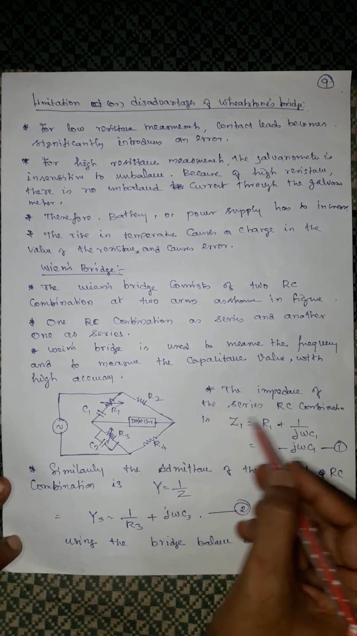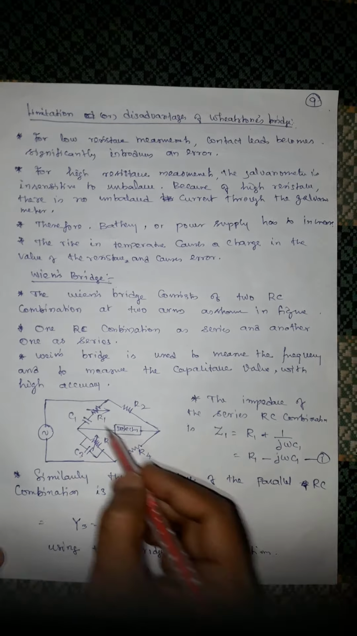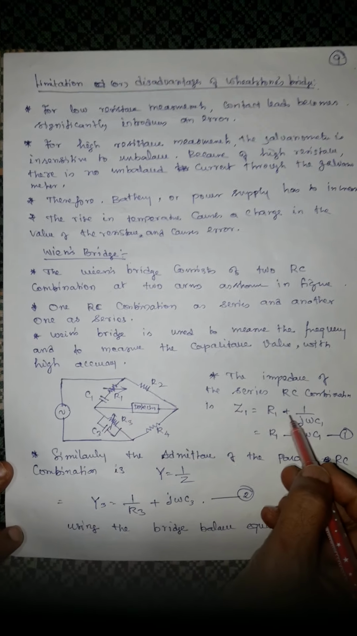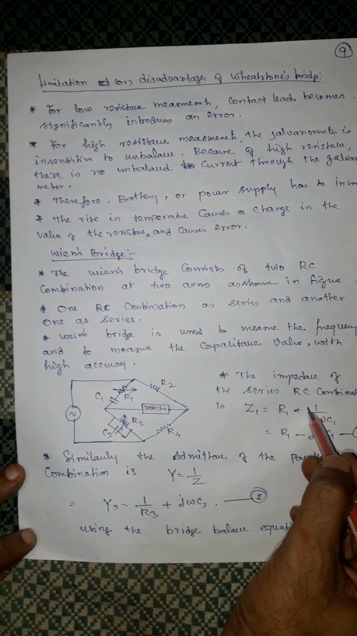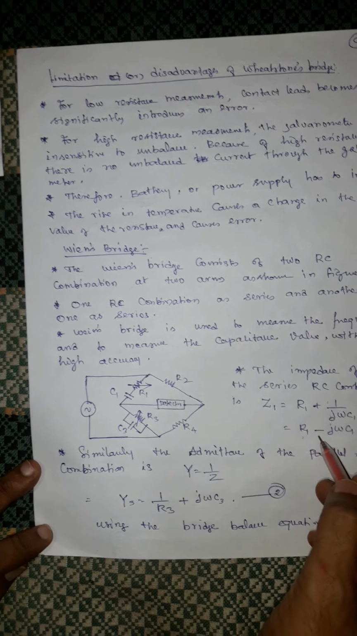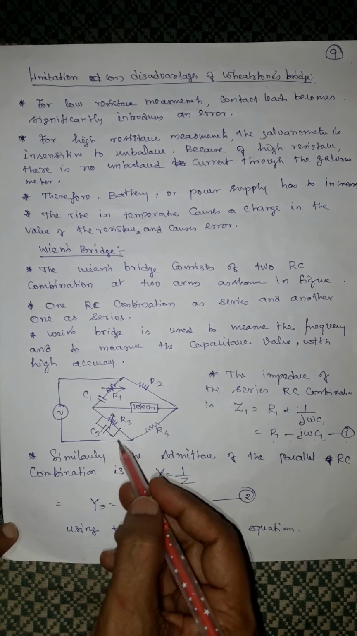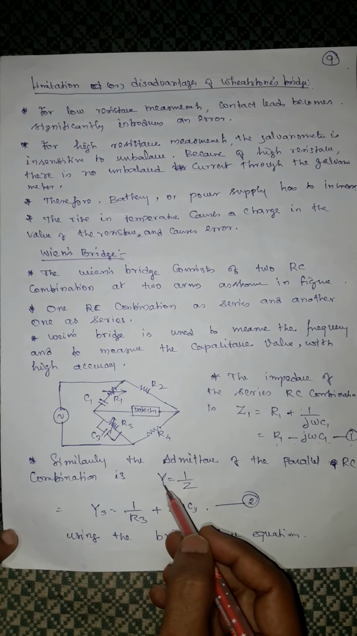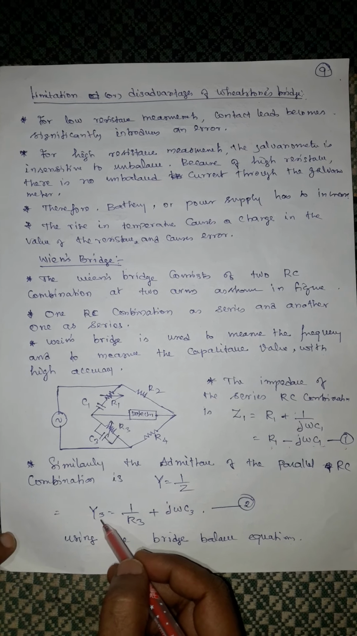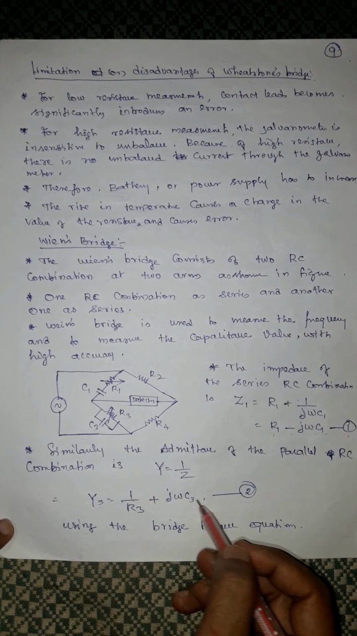The impedance of the series RC combination, I mean this one, is Z1 equal to the real part R1 plus 1 divided by j omega C1. This j comes to the numerator, therefore R1 minus j by omega C1, equation 1. Similarly, the admittance of the parallel RC combination is Y equal to 1 by Z, therefore Y3 equal to 1 divided by R3 plus j omega C3.